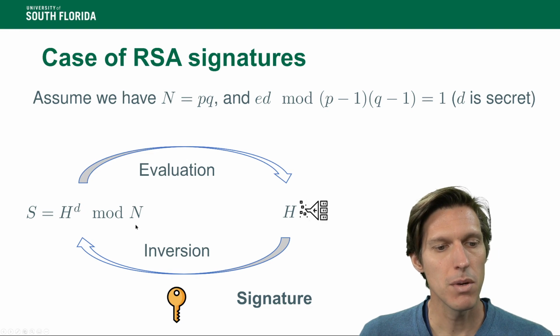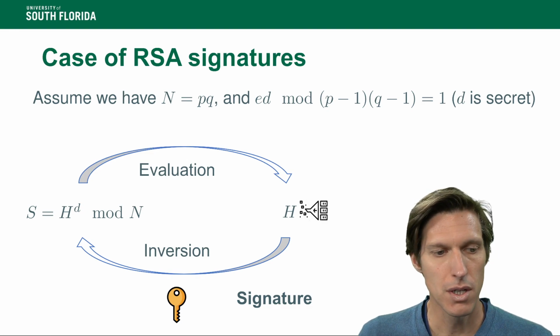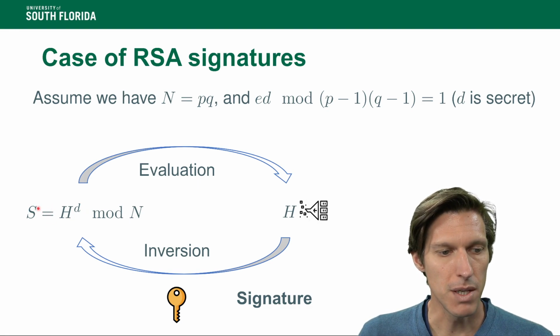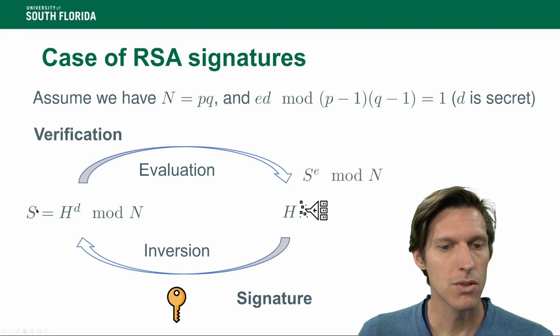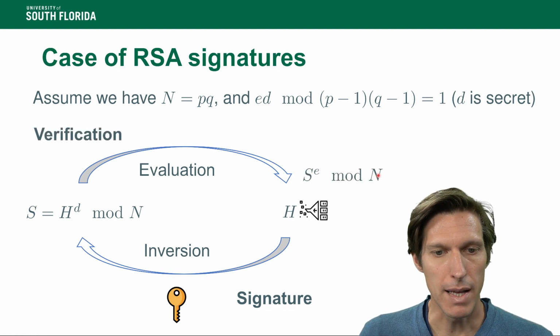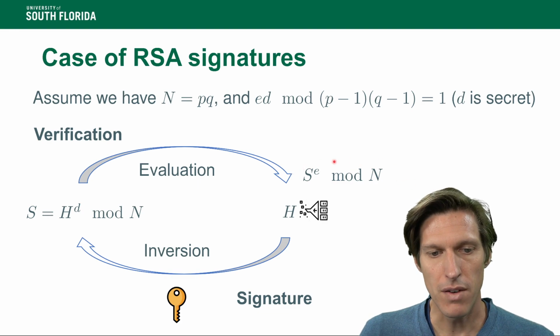Then somebody who wants to verify your signature evaluates the RSA one-way function on the signature. That means raising s to the power e mod n, okay? e being a public value. d is private, but e is public, so anybody can do that. And then once they get this value, they verify that s to the e mod n is equal to h.